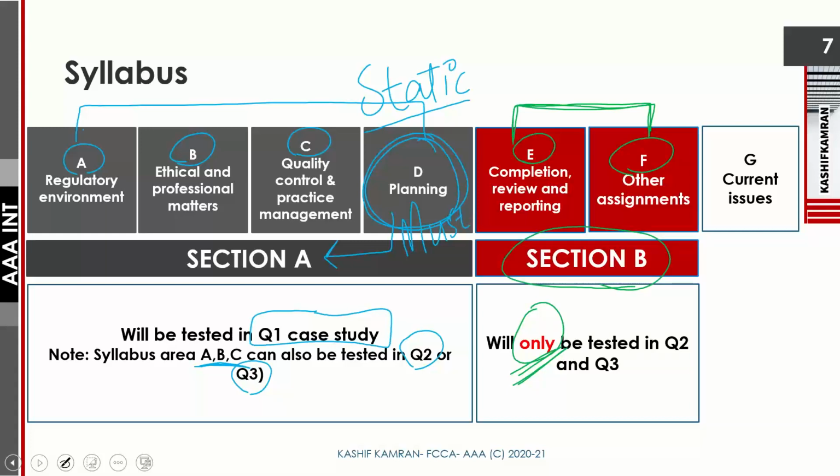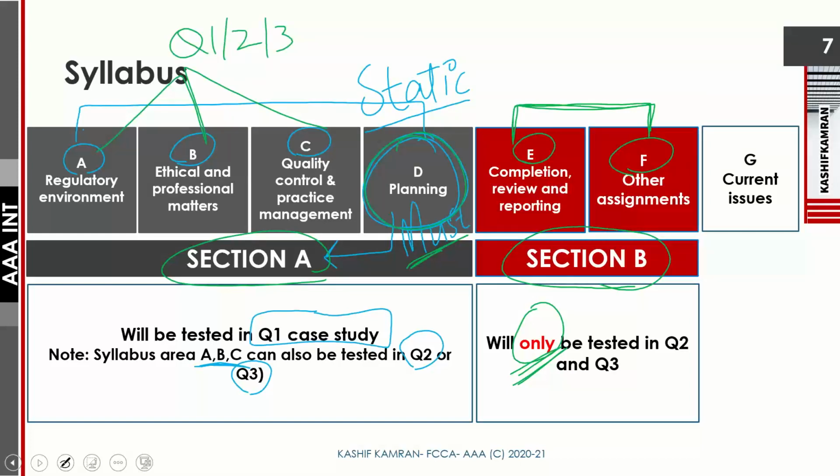Can you find syllabus areas E and F in section A? No. Can you find syllabus areas A, B, C in section B? Yes. Can you find syllabus area D in section B? No, because we know syllabus area D is a static syllabus area which is in section A, but syllabus areas A, B, and C can be in question number 1, they can be in question number 2, they can be in question number 3.